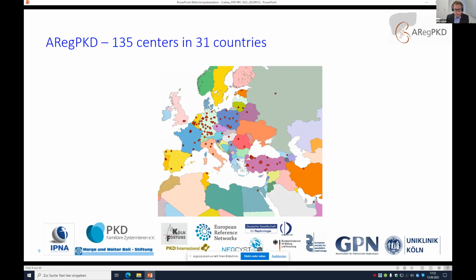So where are we right now? More than 100 centers have registered in Europe. This is mainly a European thing. About half of them are actively contributing, and you see down there the different societies and funding agencies that contribute to this and make it possible.